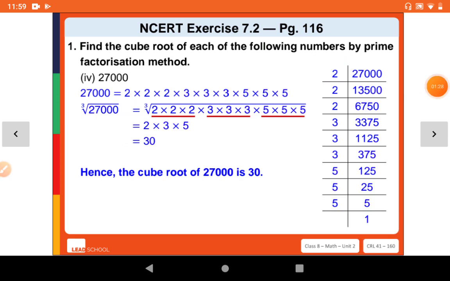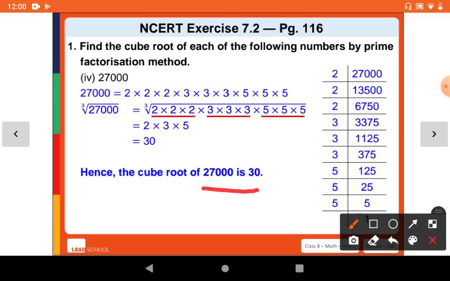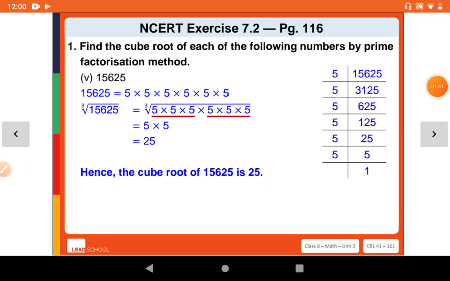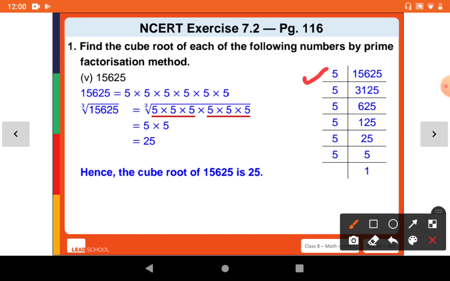Here is the solution of part number 4, 27,000, and the cube root of 27,000 is 30. Next you can match the solution of 15,625. Prime factorization is here and the cube root is here. Hence the cube root of 15,625 is 25. We are following the same procedure as I told you.